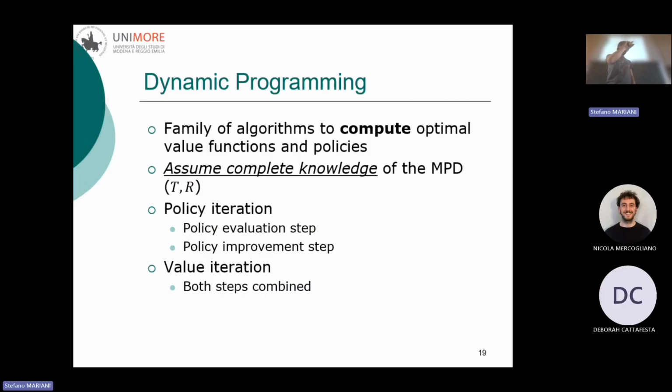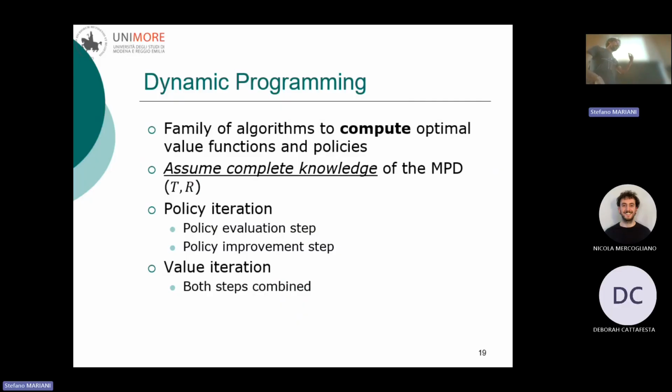Value functions include the state value functions and the state action value functions, so V and Q. As we anticipated, the main drawback is that we assume complete knowledge of our MDP. So in particular, we know T and R.